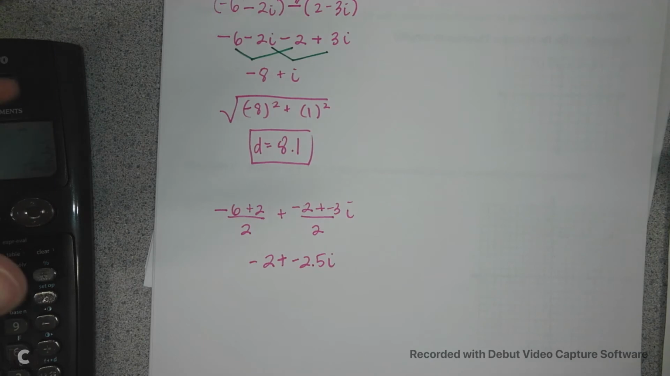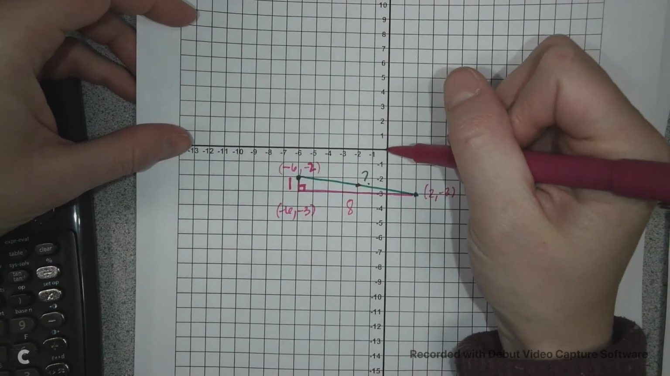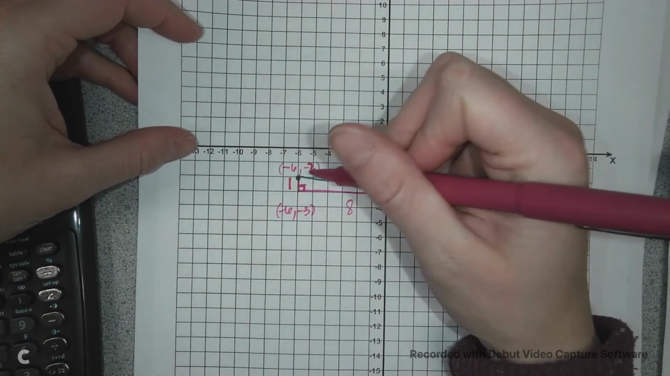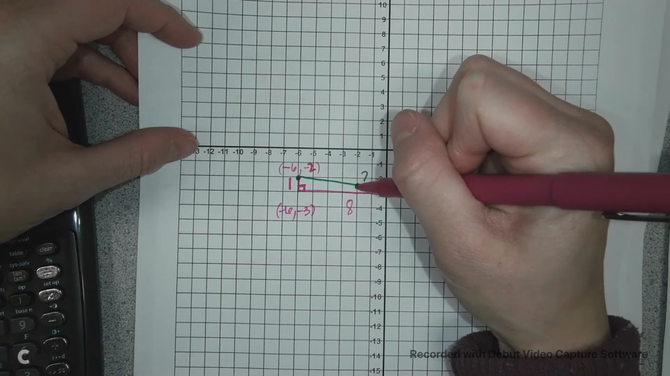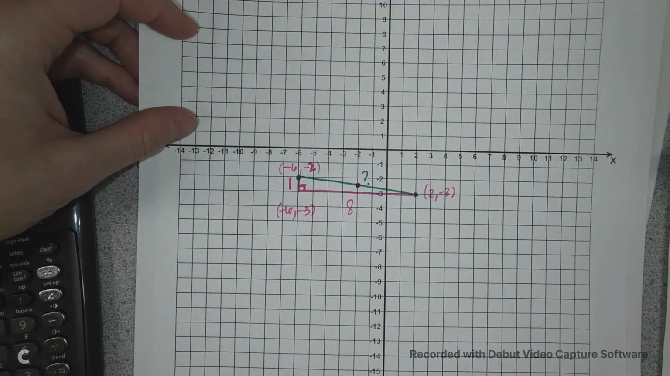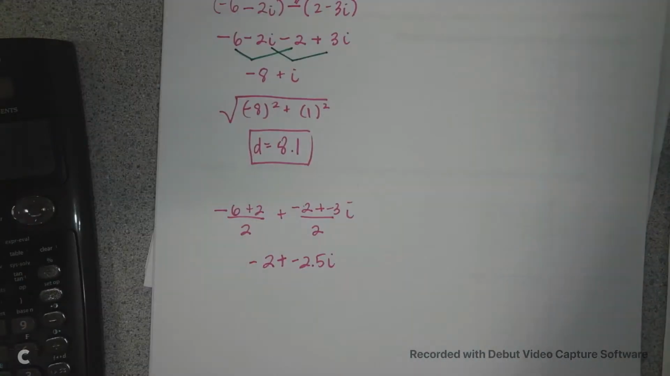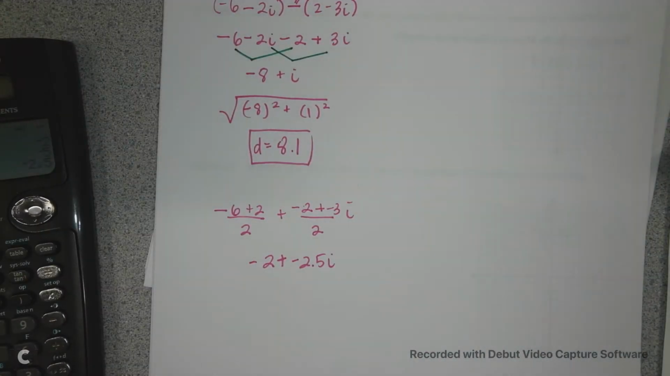If we go back to our picture, that makes perfect sense. Our midpoint between these two complex numbers is -2 and -2.5, because that's what I had thought when I graphed it the first time. So that's how you find the distance and midpoint between two complex numbers. I'll do that one more time.